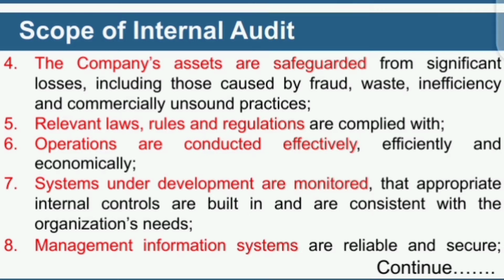Scope of internal audit. Number 4, the company's assets are safeguarded from significant losses including those caused by fraud, waste, inefficiency, and commercially unsound practices. Number 5, relevant laws, rules, and regulations are complied with. Number 6, operations are conducted effectively, efficiently, and economically. Number 7, systems under development are monitored, that appropriate internal controls are built in and are consistent with the organization's needs. Number 8, management information systems are reliable and secure.